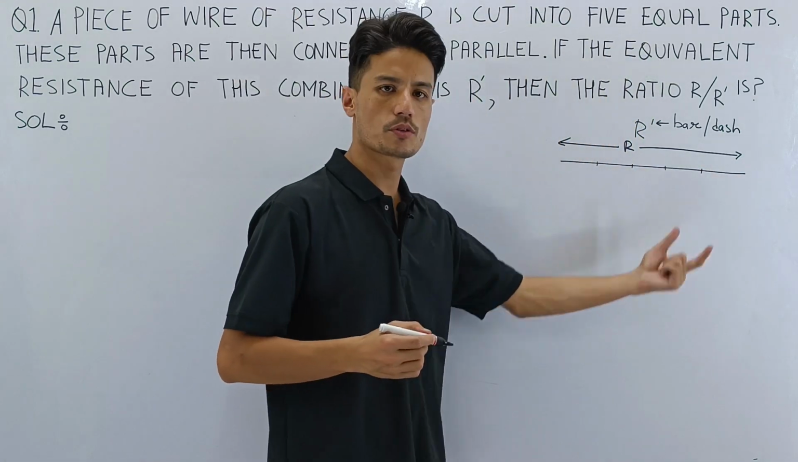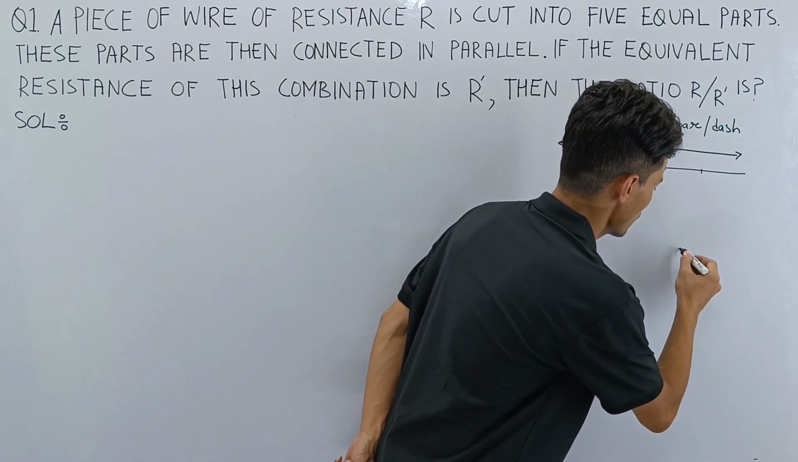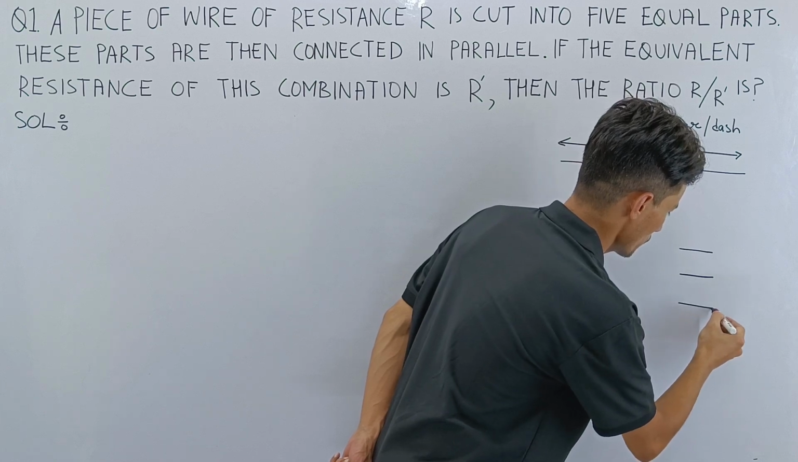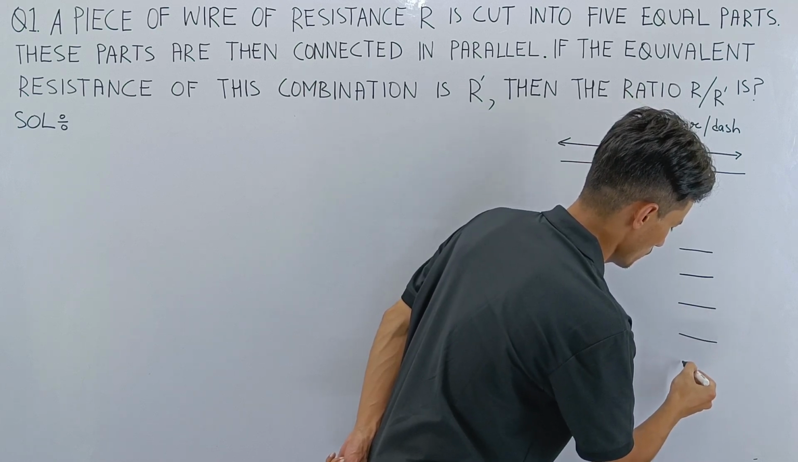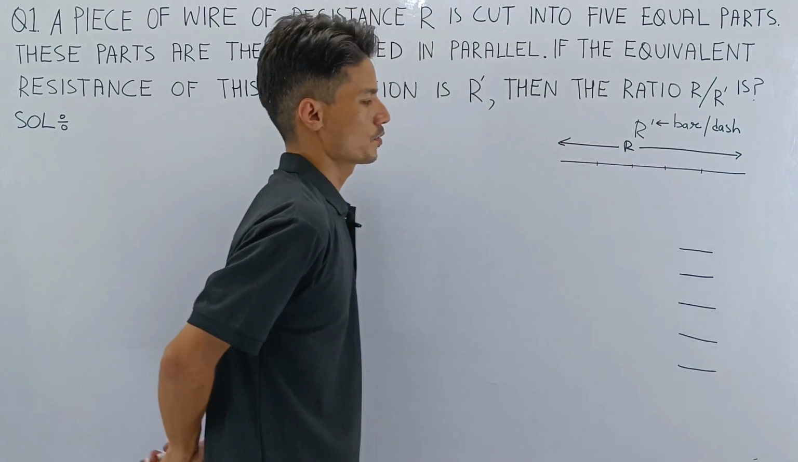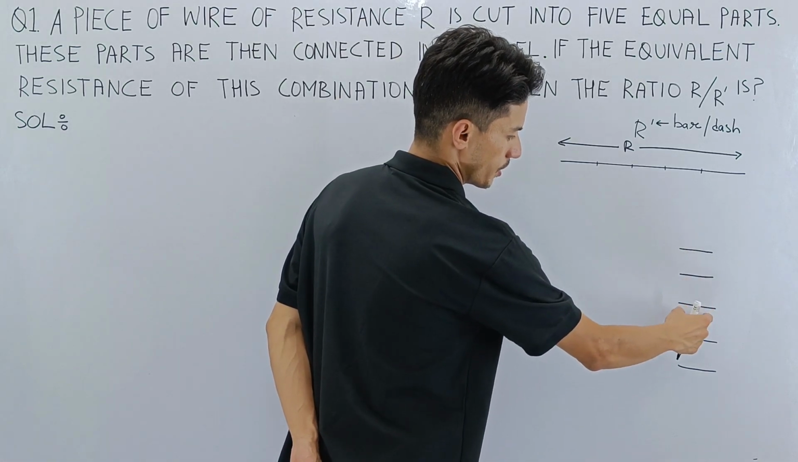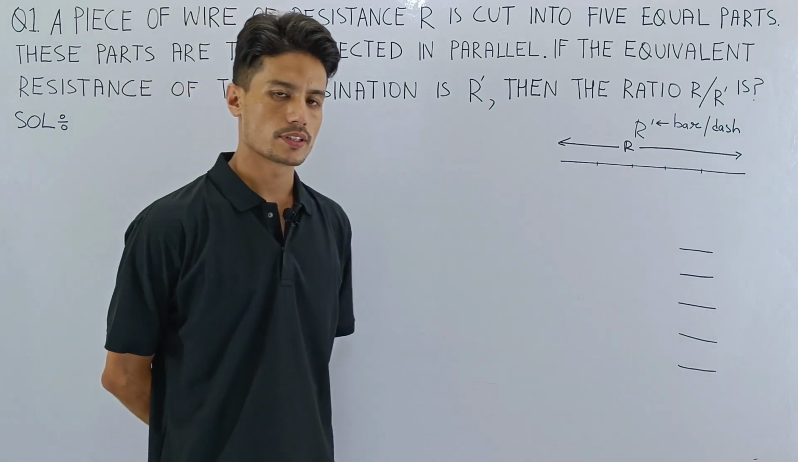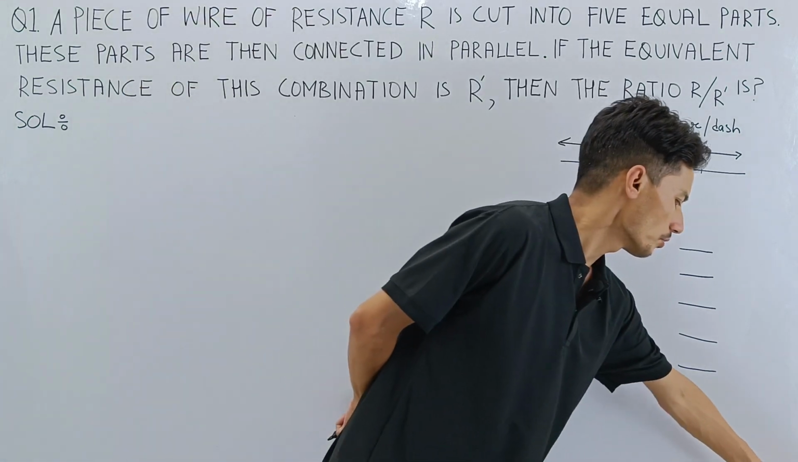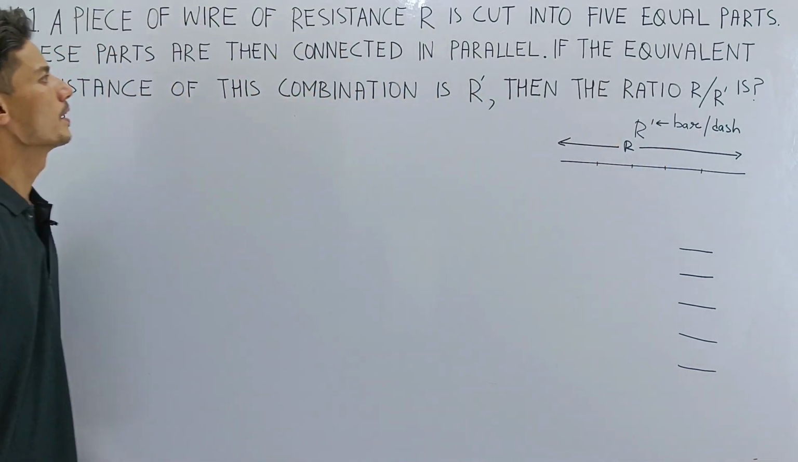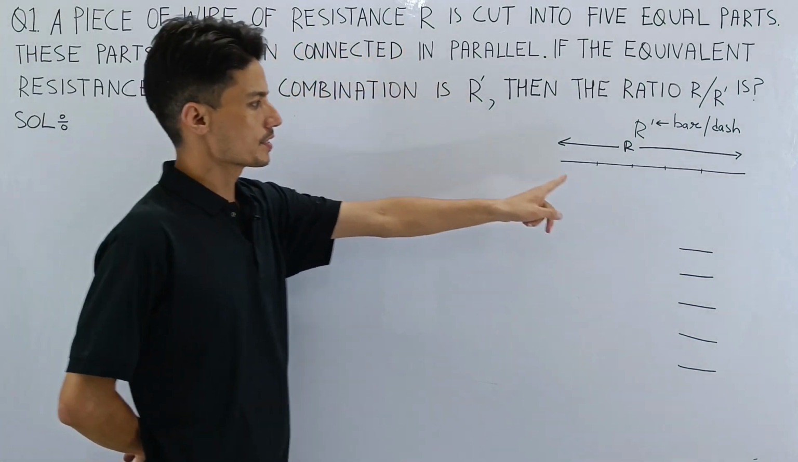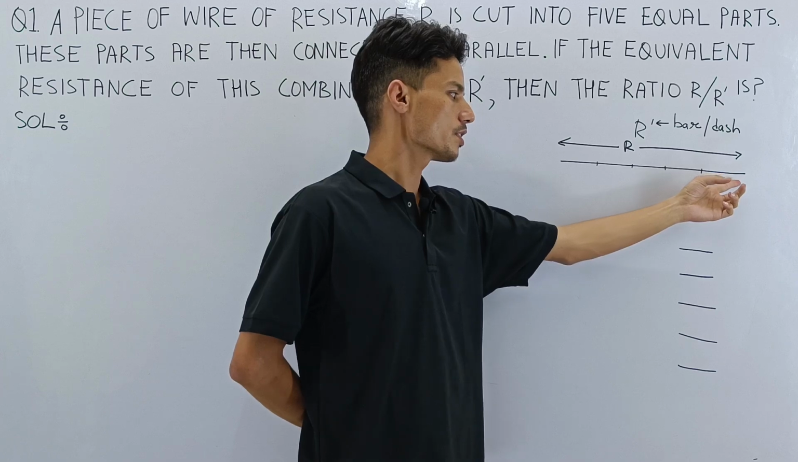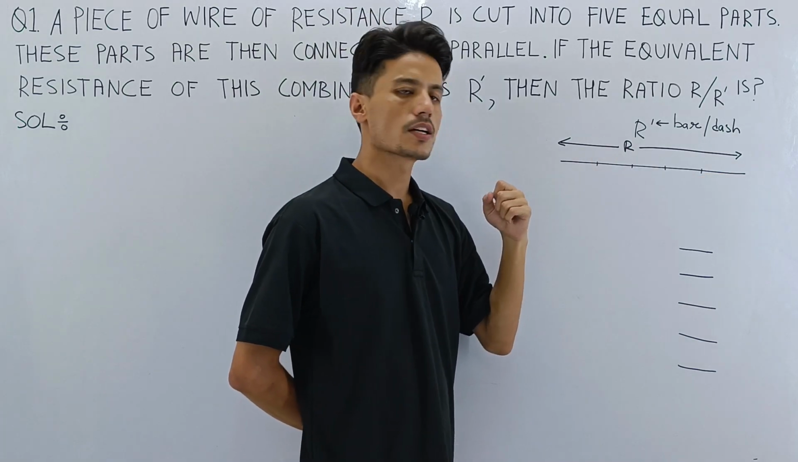Since they are broken into 5 equal parts, let me draw them here: 1, 2, 3, 4, and 5. So these are the 5 parts which are broken from this long piece of wire. I hope you are following till now. Alright. Now, what is happening? The resistance of the wire is R. The overall resistance is R when the wire is in its full form.